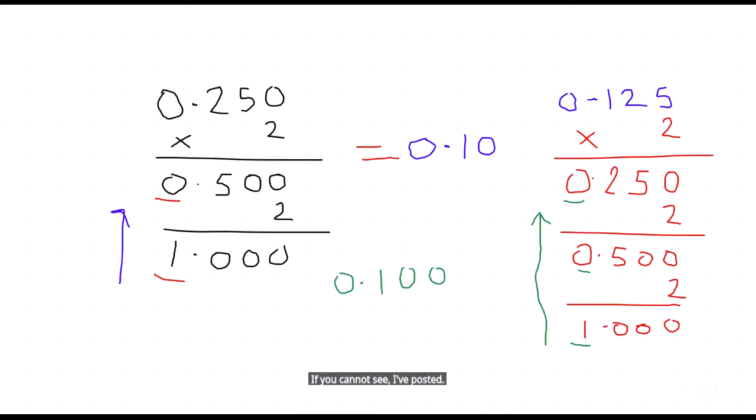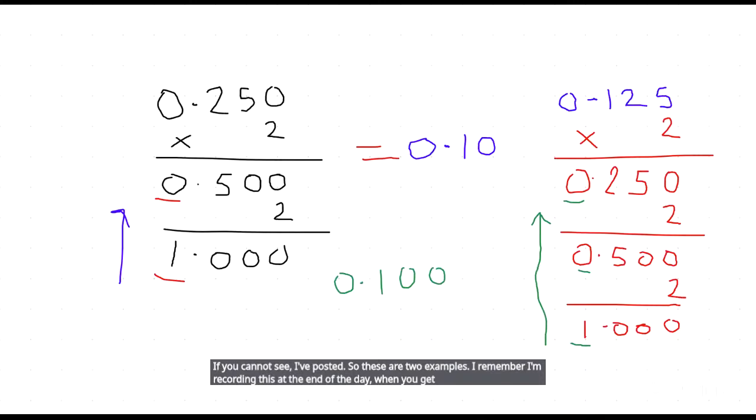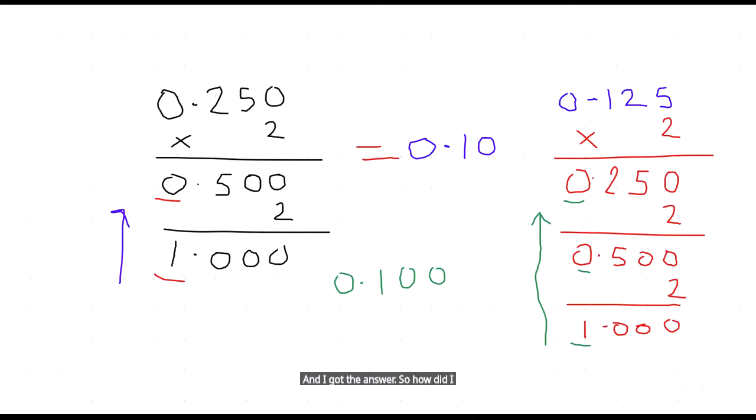So these are 2 examples. Remember I'm recording this, so at the end of the day, when you get the record, make sure you come and watch how I did 0.25 and 0.125, and I got the answer. So how did I go 0 point? 0 point is because it's a fraction to start with.